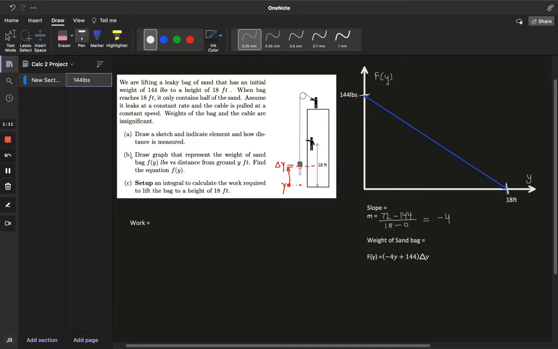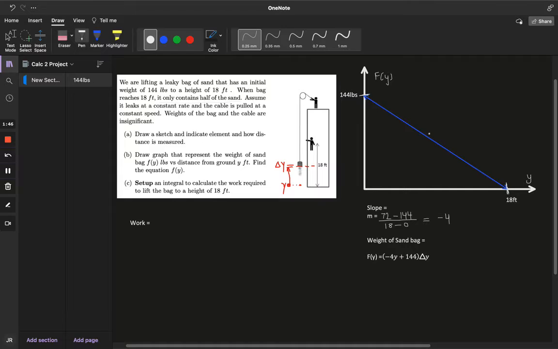And second, draw a graph that represents the weight of sand, F of y pounds, versus the distance from the ground, which is y feet. Find the equation of F of y. So here we've set up a graph, and as you can see, when you first start out, the weight is at 144 pounds, and as the bag lifts to 18, according to the statement, it only contains half of the sand when it reaches 18.